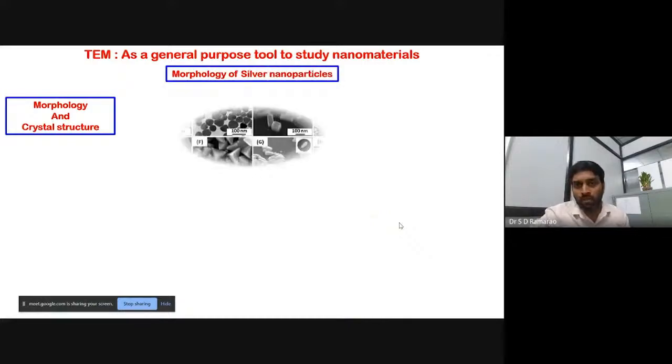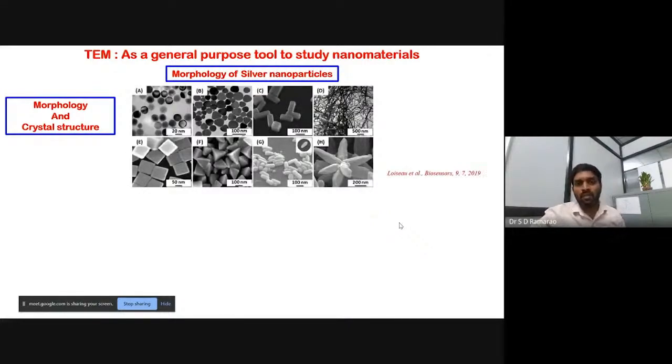You can see here the morphology, like the same silver nanoparticles prepared by following different synthesis protocols. The same silver nanoparticles we can prepare as spheres, and it's a mixture of spheres, and you are seeing some triangular, pyramid-like shapes, and you have rod-like shapes, and you have wires, silver nanowires or nanofibers, and you have cubes, again pyramids, needle-like shapes, and dendrites.